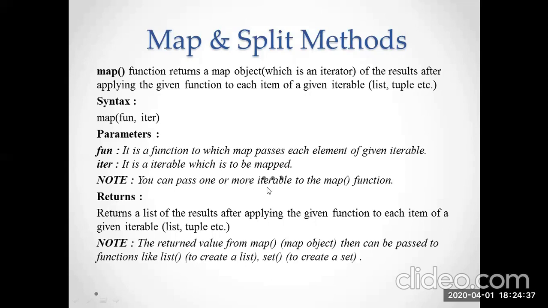You can pass 1 or more iterables to the map function. Return is also one of the parameters, but that is an optional parameter. It returns a list of the results after applying the given function to each item of a given iterable, like list, tuple, etc. The return value from the map object can then be passed to a function like list to create a list, or to set to create a set.